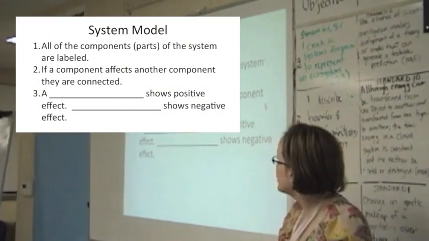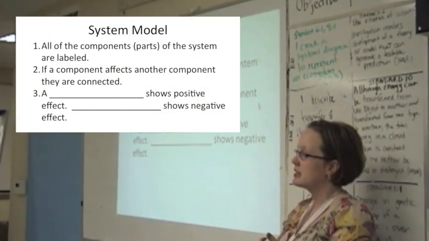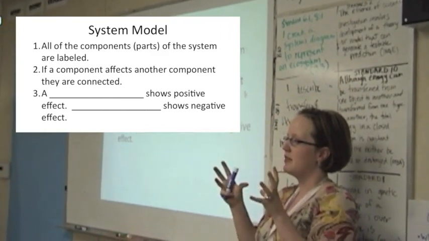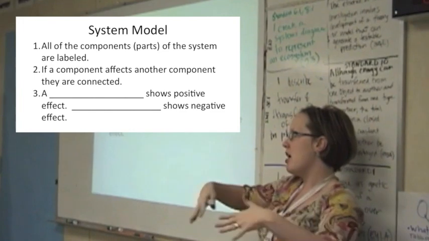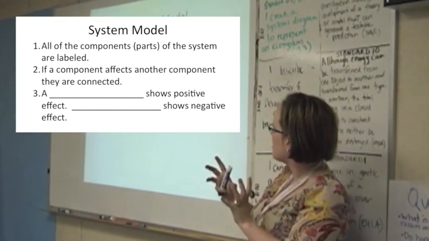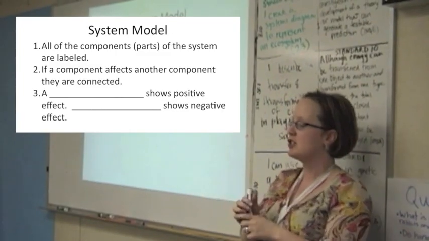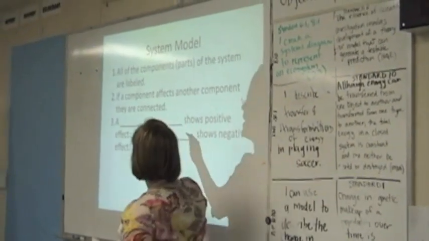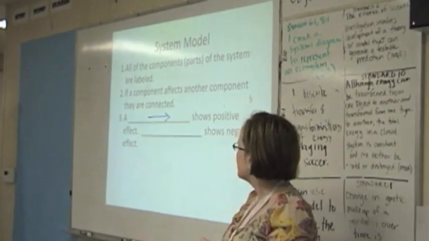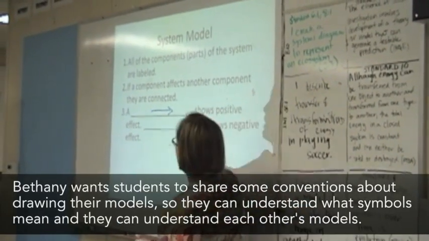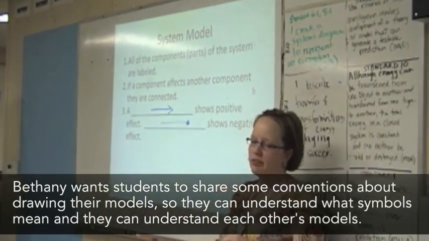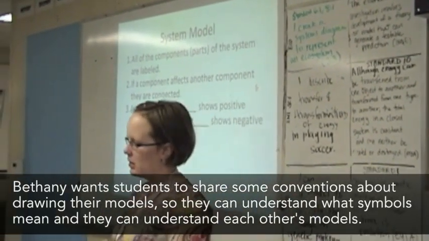So first, all of the components of the system, you're going to label them. A component is a part of a system. If we think about this ecosystem, we're going to talk about the parts of it, the components, and how they affect each other. Okay, and we're going to use an arrow like this to represent something that has a positive effect, and an arrow like this to represent something that has a negative effect. So if you could write those 2 things down.